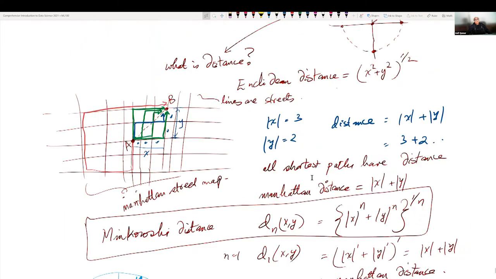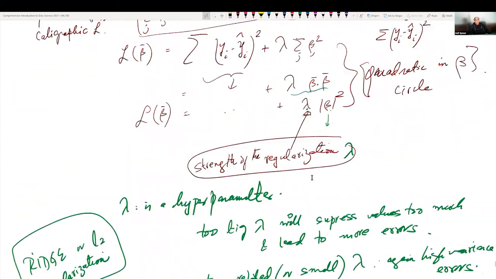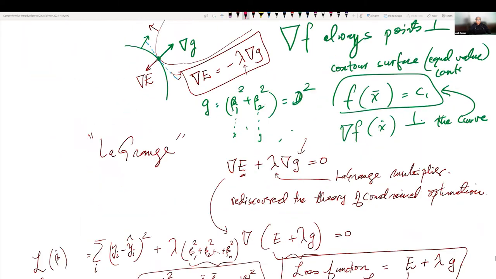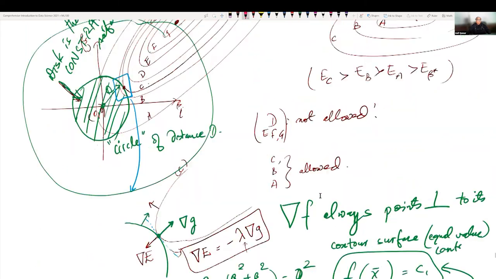Now, what does this long digression have to do with our regularization, you may ask. Well, I took the disk here. Do you see the obvious thing? I could have replaced the Euclidean disk with the Manhattan circle, right? Can I? Is it legitimate? What if my constraint surface is actually a Manhattan circle? If it is a Manhattan circle, let's redraw the picture.